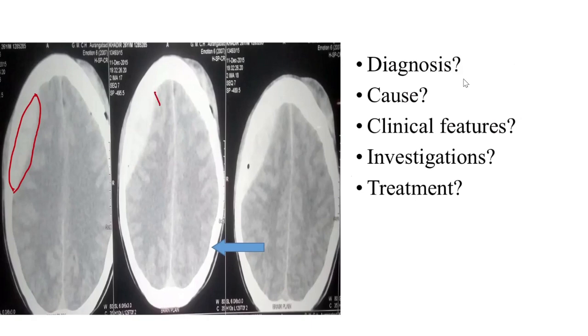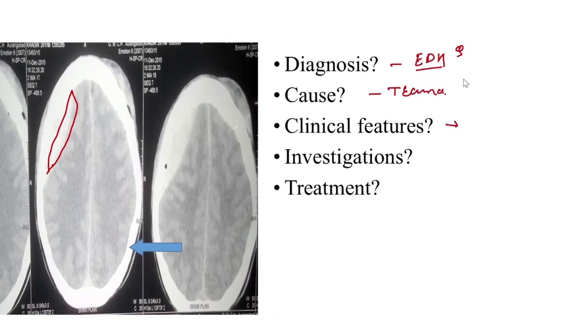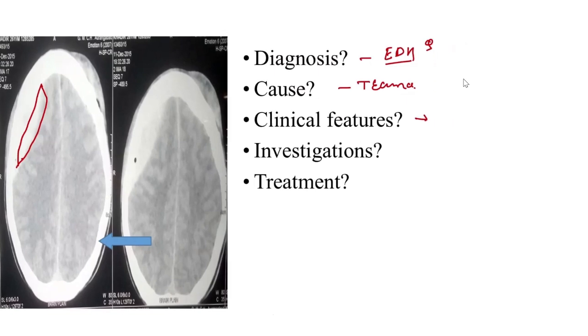So next, this is the NCCT head showing a convex shape hemorrhage on the right side. So this is the EDH, the extradural hematoma. The common cause is trauma. Clinical features are the same as in SDH: headache, vomiting, blurring of vision, loss of consciousness.